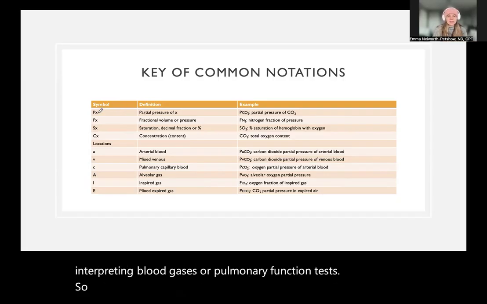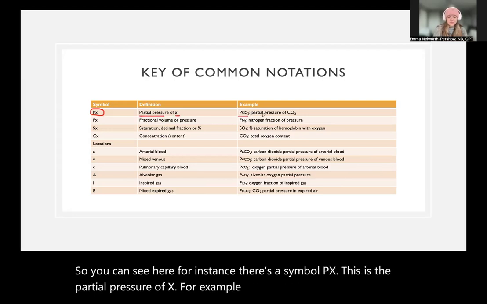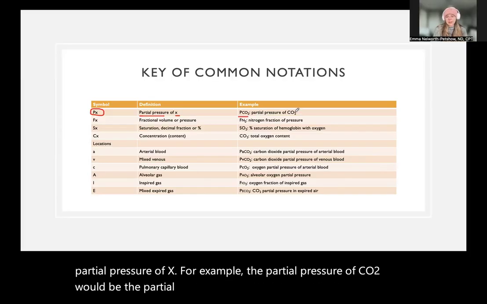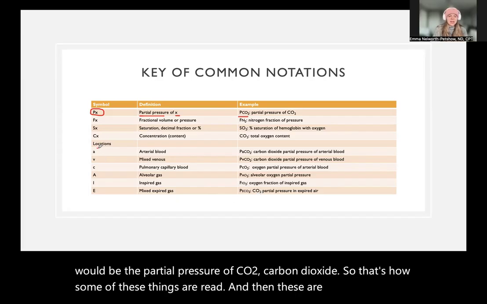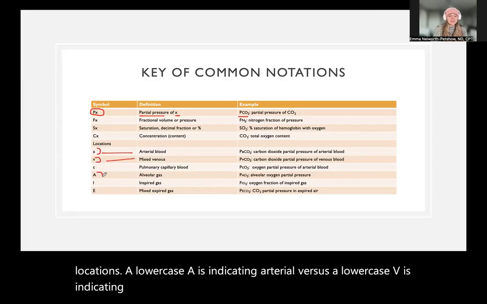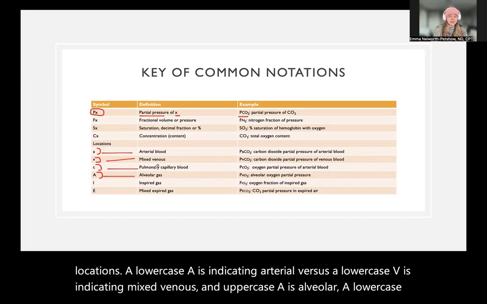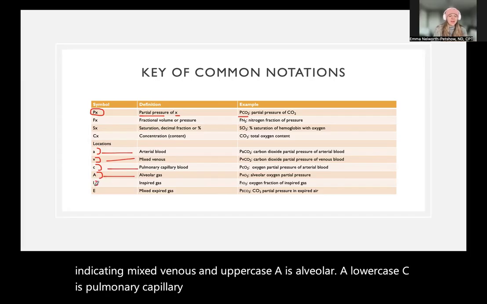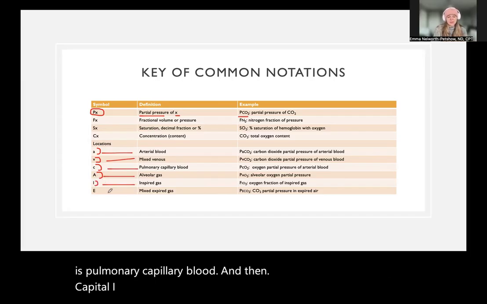So you can see here, for instance, there's a symbol P subscript X. This is the partial pressure of X. For example, PCO2 would be the partial pressure of CO2, carbon dioxide. So that's how some of these things are read. And then these are the different locations. A lowercase a indicates arterial versus a lowercase v indicates mixed venous. An uppercase A is alveolar. A lowercase c is pulmonary capillary blood. And then a capital I is inspired gas versus a capital E is mixed expired gas.